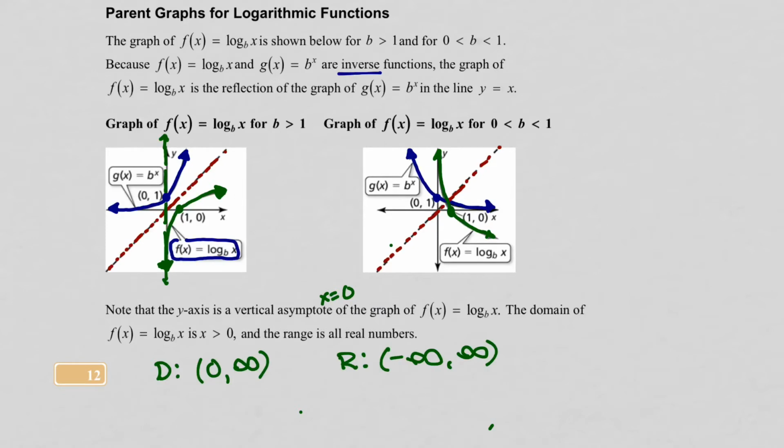All right, had a bit of a technical glitch, so let's get caught up here. We have that domain is 0 to infinity, and that now our range is negative infinity to infinity. So that domain is never going to go past that asymptote that goes up and down right there in the middle. So my domain is 0 to infinity, and then my range.